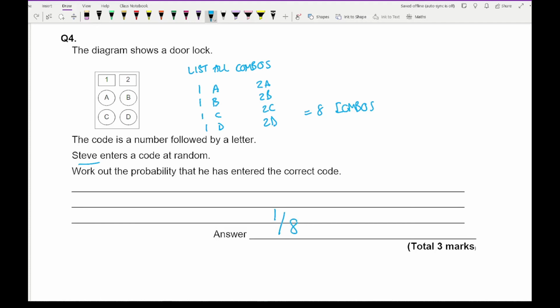Now it's really important that you do show the fact that you're listing all combinations. So I would say you get 1 mark for listing, 1 mark for knowing that there's 8, and then 1 mark for your final fraction.